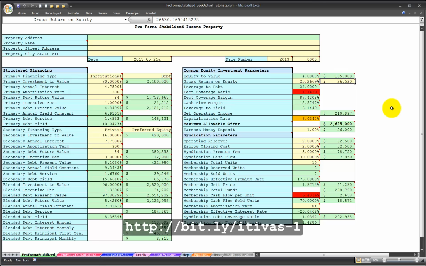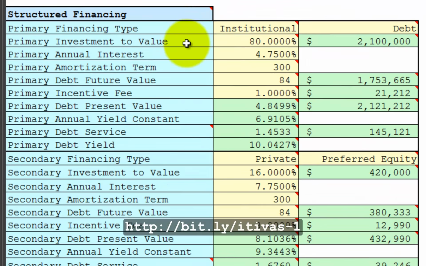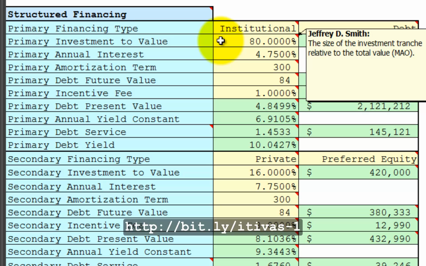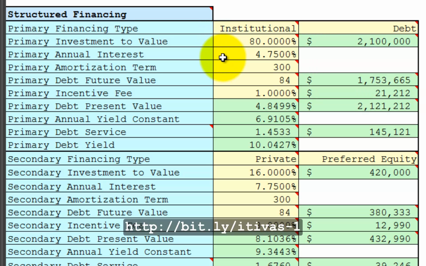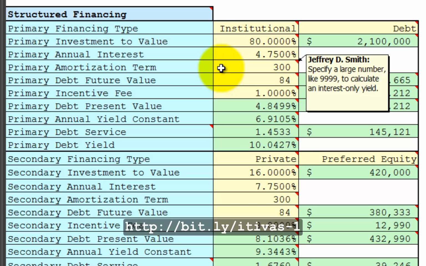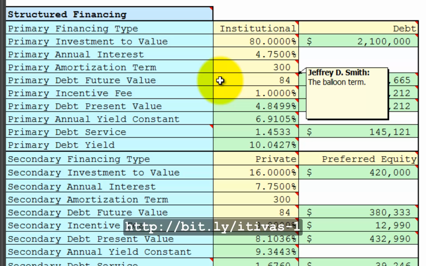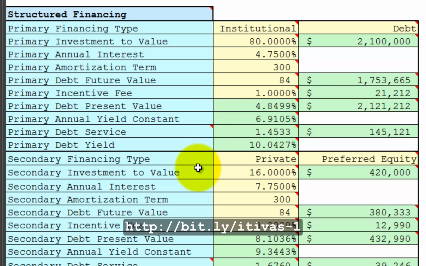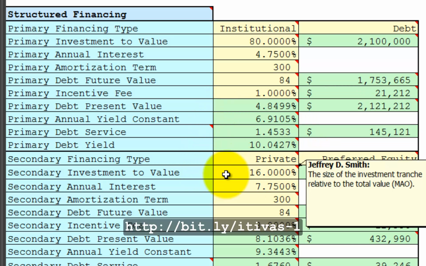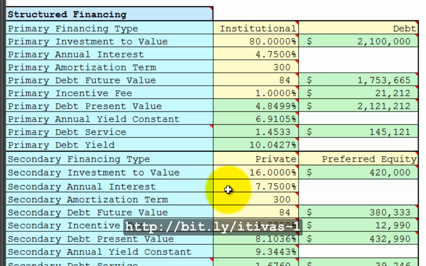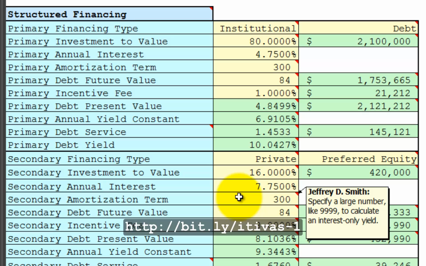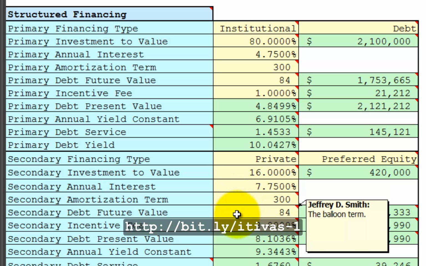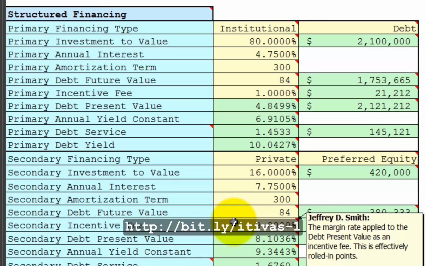In this example, I have filled out the cost and structure of financing as 80% loan-to-value first, 4.75% annual interest rate, amortization term 300 months, that's 25 years, due in 84 months, with a 1% incentive fee rolled in. Second position, preferred equity, 16% investment to value, annual interest rate 7.75%, 300 months for amortization, 84 months due, 3% incentive fee rolled in.